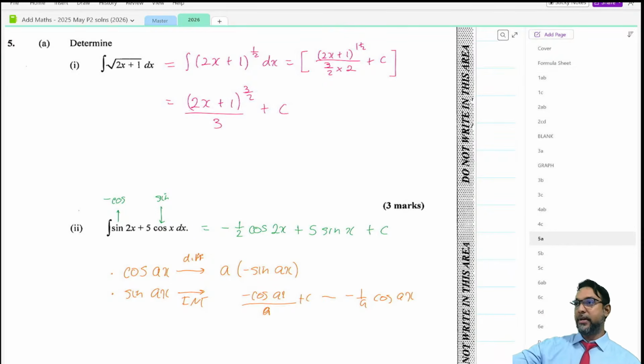Variance. The mean of the squares, MOS, minus the square of the mean, SOM. Basically, we have an acronym for all of this. MOSS square.